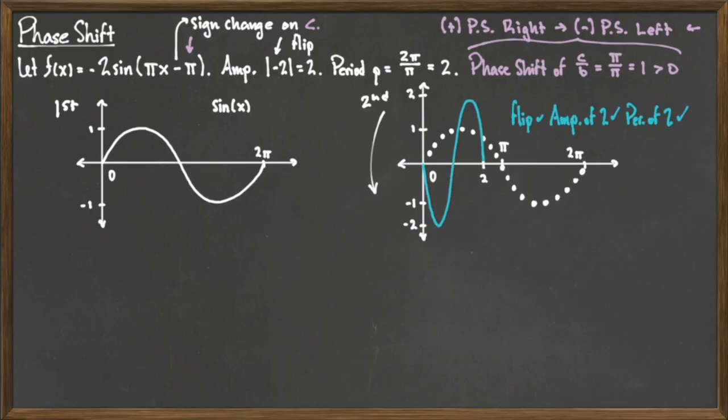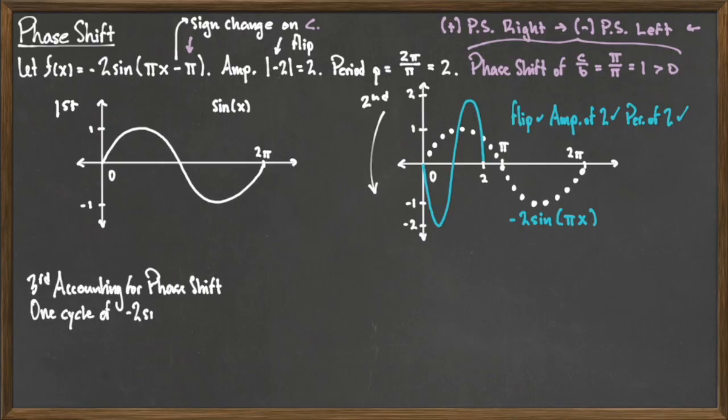It has my flip, it has my vertical stretch, amplitude of 2, and it has my horizontal compression, a period of 2. Now it is recommended that the viewer do this in more than one step. I've only done this in one step here because I wanted to fit the entire example onto one slide, but you should do a separate step where you're doing the flip and the amplitude, and then a separate step for the period, just so you can get this one cycle of the function at this stage. Now what I've graphed here is the function negative 2 times sine of pi x. I haven't accounted for the phase shift yet, and that's going to be our third and final step.